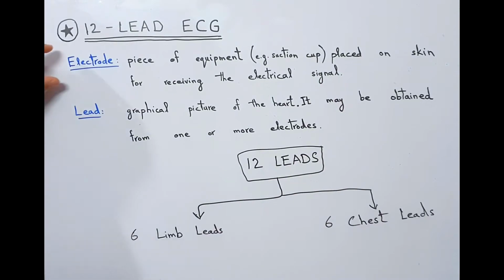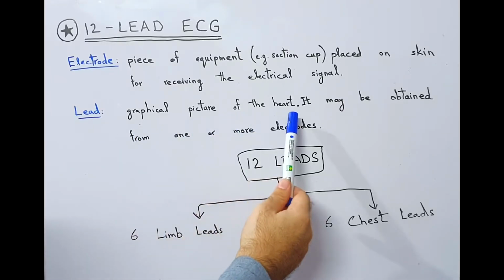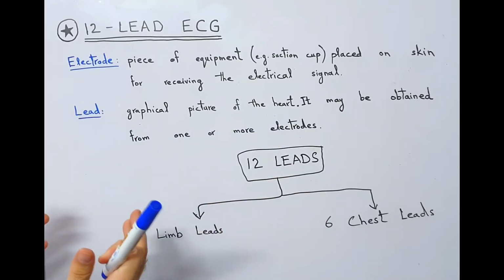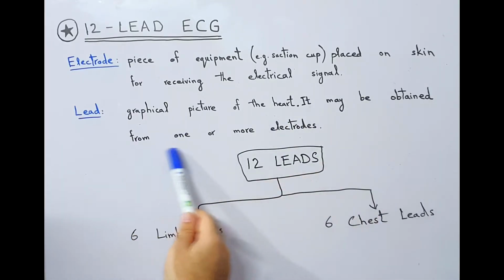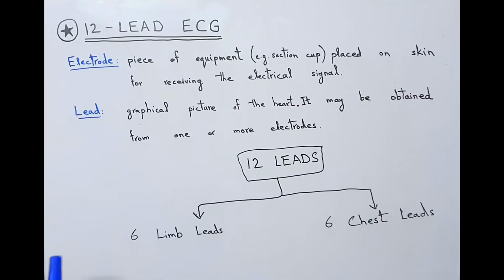So electrode is something that is placed on the skin for receiving the electrical signal, while lead is a graphical picture of the heart. The graph we receive from that electrode is called lead. It may be obtained from one or more electrodes at a time. So this is the difference between electrode and lead, which you need to keep in mind. Lead is a graphical picture of the heart. The graph that is formed is called lead, and electrode is just an equipment placed on the skin for receiving the electrical signal.